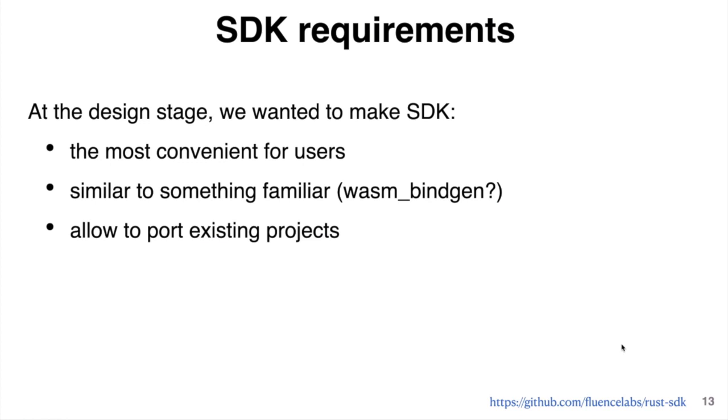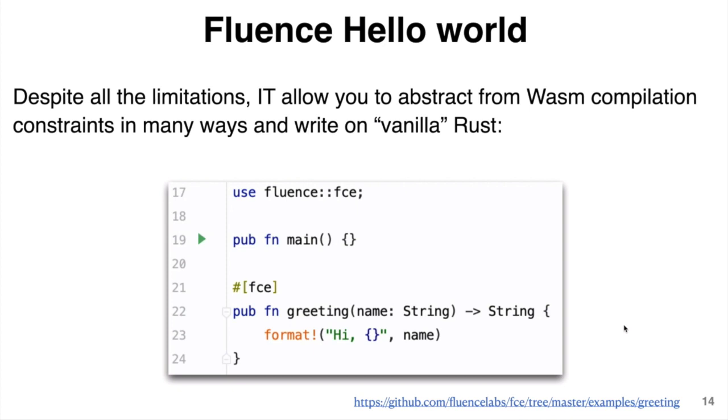Of course, you can realize that it isn't so easy to use interface types now, but despite all the limitations, with interface types you can write in vanilla Rust. For vanilla Rust, I can show something like this. Here you can see the whole thing, and the only thing that you need to do for this example to work is just to write the procedural macro, fce. This one makes this greeting function exported from the resulting Wasm binary and does all the work to generate the conversions between strings and integers for the greeting function. You can find the complete example here.